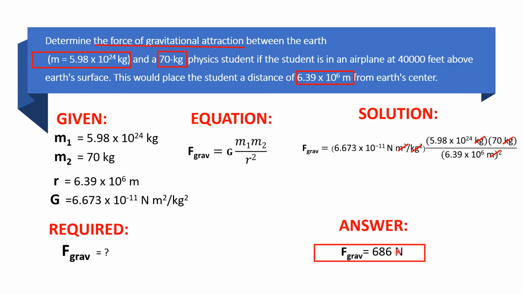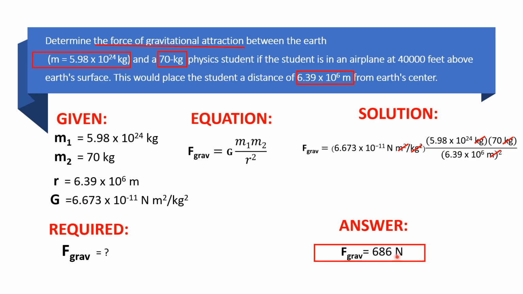Bakit naging 686 Newton na lang? Makakancel na kasi natin yung meter, yung kilogram. And then, dito, yung m squared, kilogram squared. Makakancel na natin yan. So, makukuha na natin. Matitira na lang unit is the Newton. So, the answer would be 686 Newton.